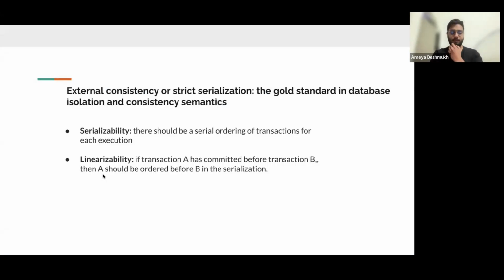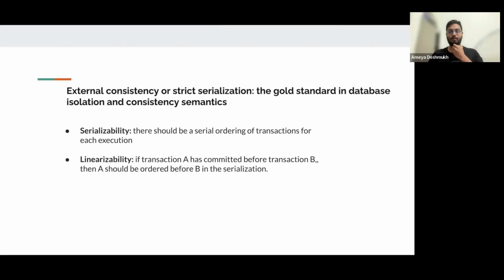First, some quick background on what the problem is and why we're doing all this. This is a property called external consistency, or what we know more commonly as strict serializability. It's like the holy grail, or gold standard, in database isolation and consistency semantics in general.